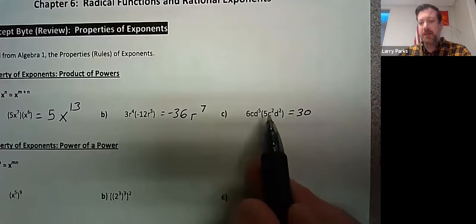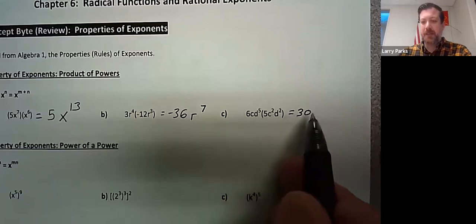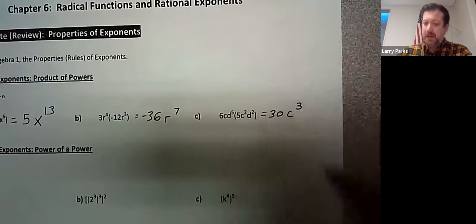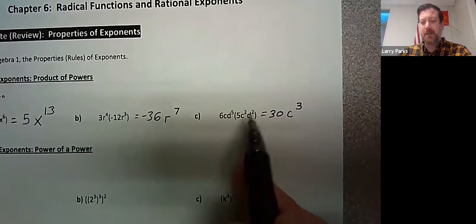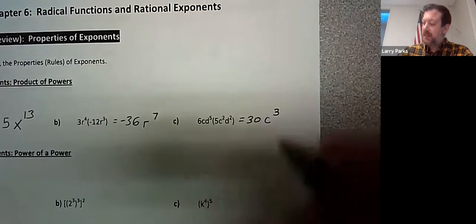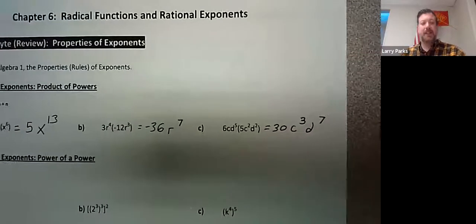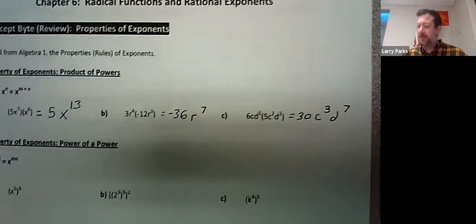C times c squared, remember that's like c to the 1st. So that's 1 plus 2 is 3, so I put c to the 3rd. And then d to the 5th, d to the 2nd, we're multiplying. So you add the exponents, that would be d to the 7th. So that is a review of the product of powers rule for exponents.